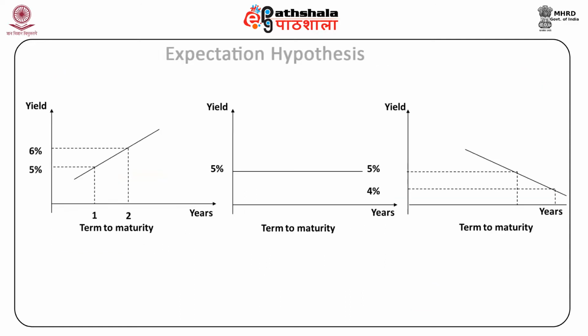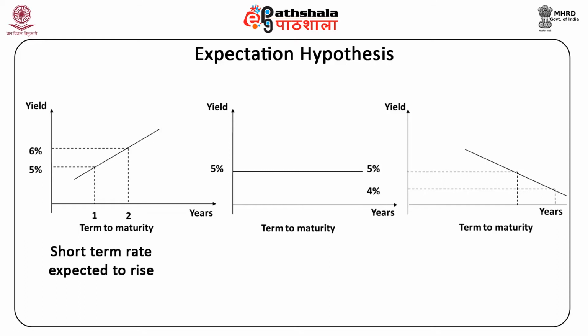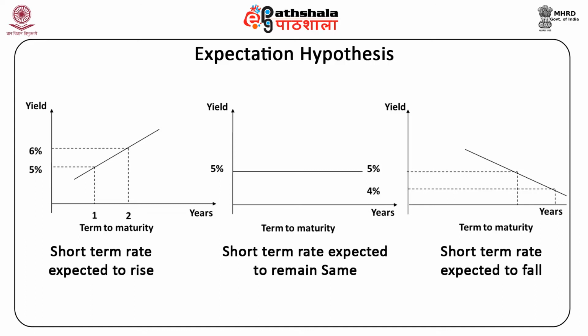This figure illustrates the yield curves for the 3 cases we just discussed. That is, when the short-term rates are expected to rise, when the short-term rates are expected to remain same, and the third case where the short-term rates are expected to fall. We have these 3 diagrams showing us the relationship between term to maturity and the yield in these 3 situations, where we have the short-term rate expected to rise, short-term rate expected to remain same, and we have the flat curve, and the short-term rate expected to fall.